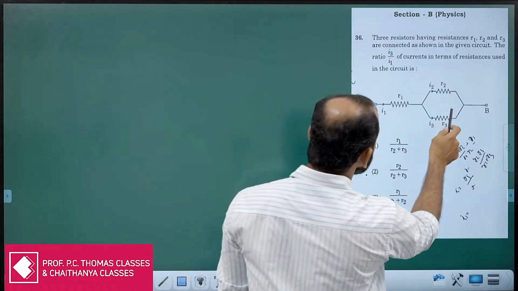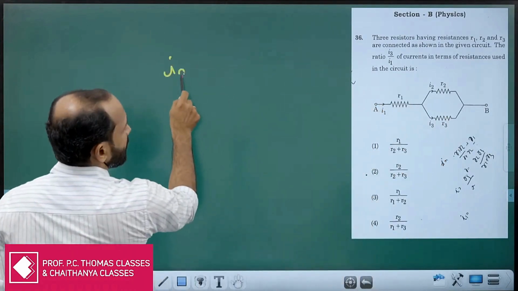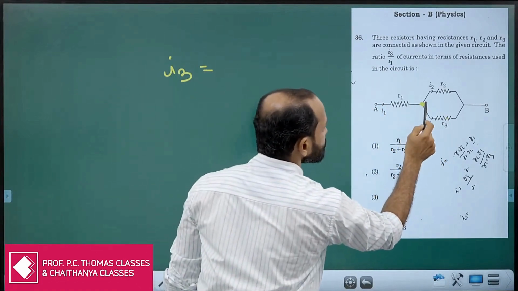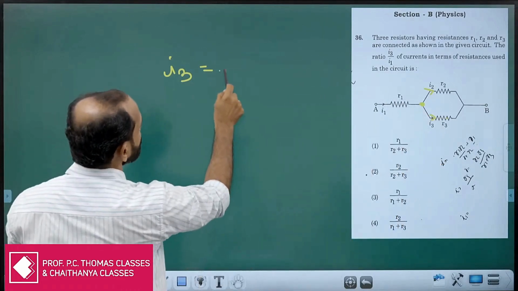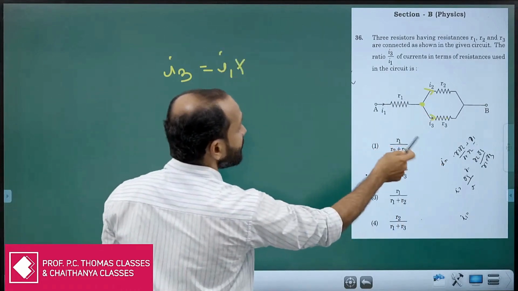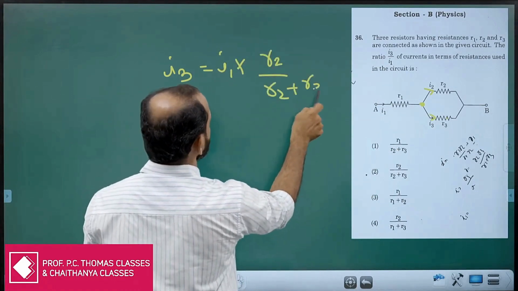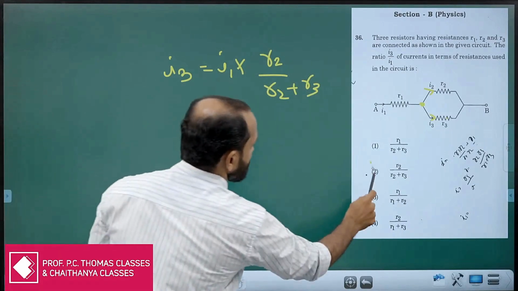36. We need the current ratio I3 by I1. You divide I1: on reaching this node, the current gets divided into 2 fragments. I3 is equal to I1 into the inverse ratio of resistances, R2 divided by R2 plus R3. So I3 by I1 is equal to R2 by R2 plus R3.